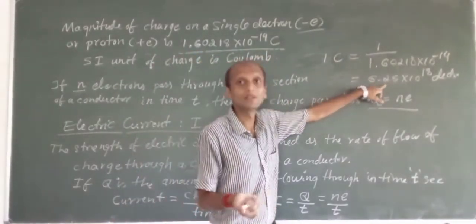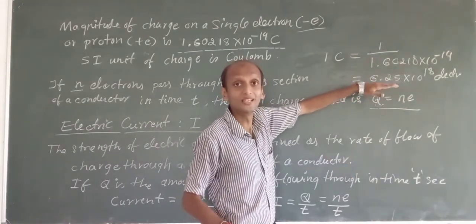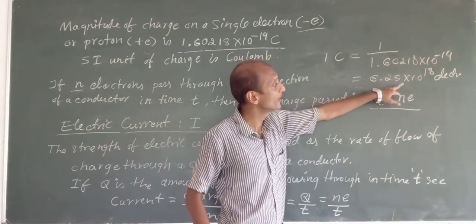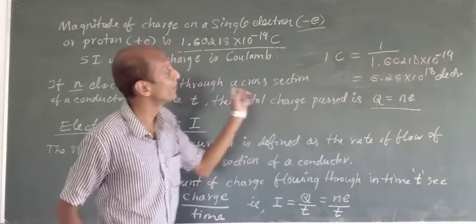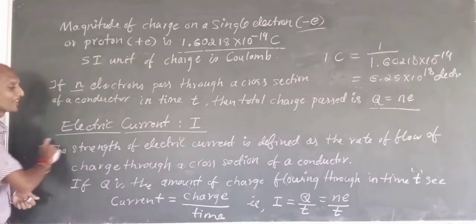So to calculate how many electrons 1 coulomb of charge contains, I should do this calculation, so that I will be getting the result as what? 6.25 into 10 power 18 electrons will make 1 coulomb of charge. Fine? Yes. Now coming to electric current.